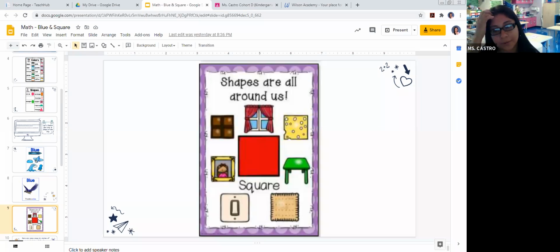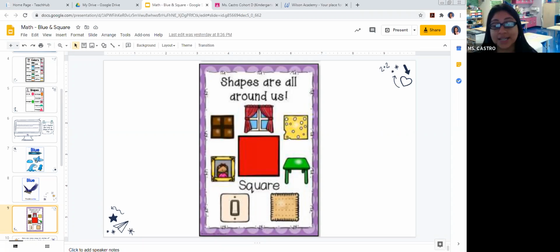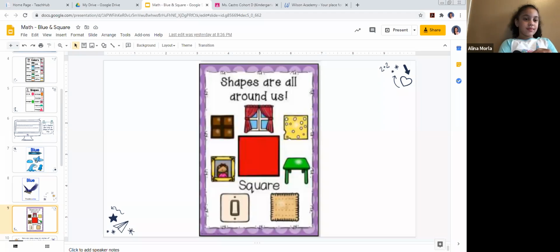Alina, go ahead. Lena, say it. The table is a square. The green table here is the shape of a square. Very good.